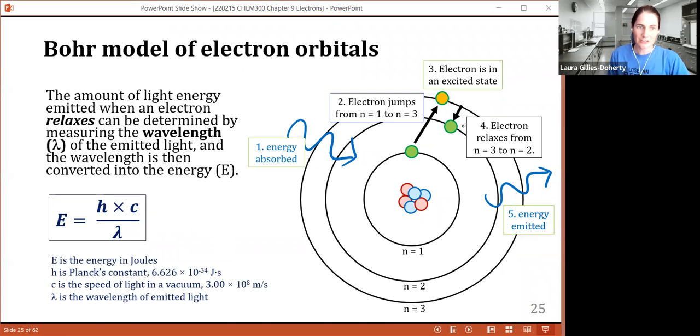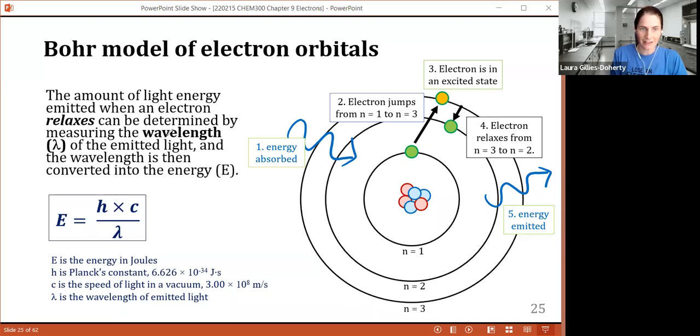And so this is the equation to do that. The amount of light energy that's emitted when an electron relaxes can be determined by measuring the wavelength of the emitted light. And remember, we have detectors to do this, and we excite electrons by adding some energy to them. And they start emitting light. We can send that light through a prism, separate it into bands, and measure the wavelength and the intensity.